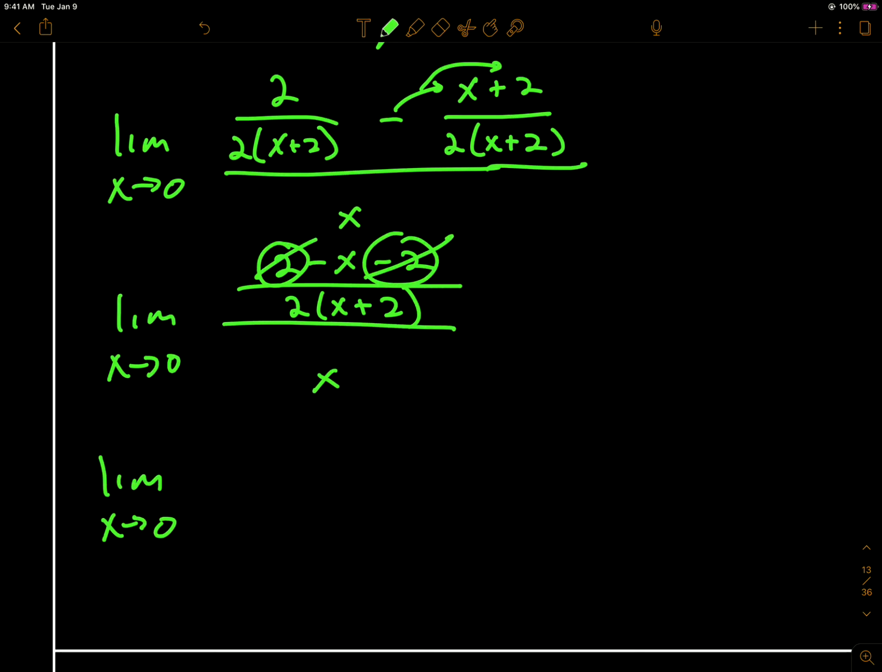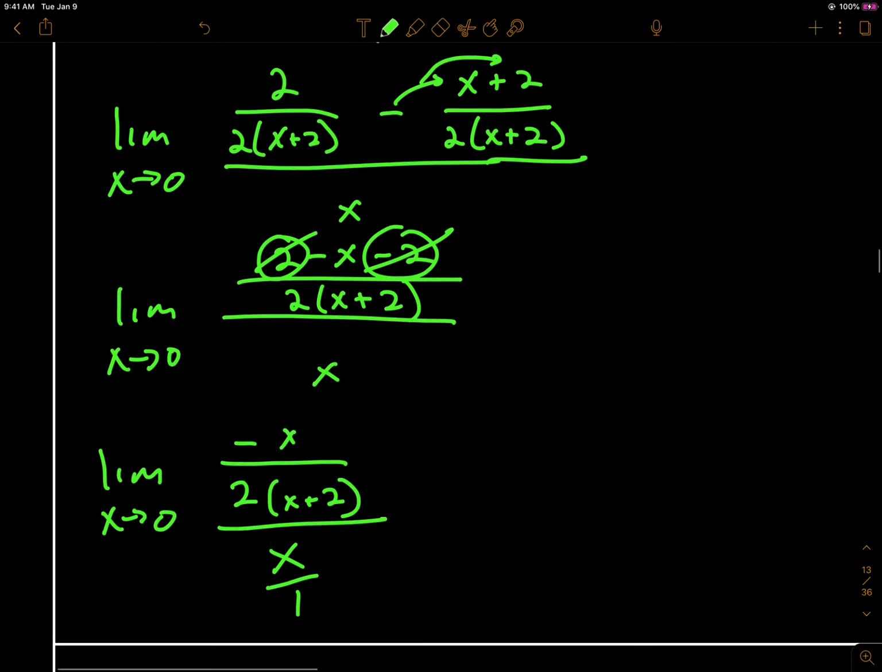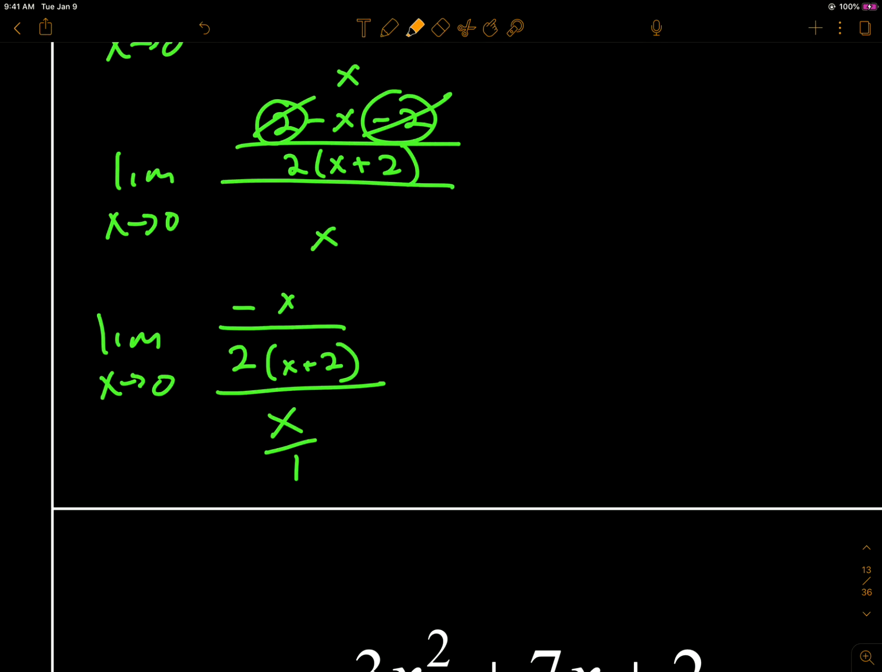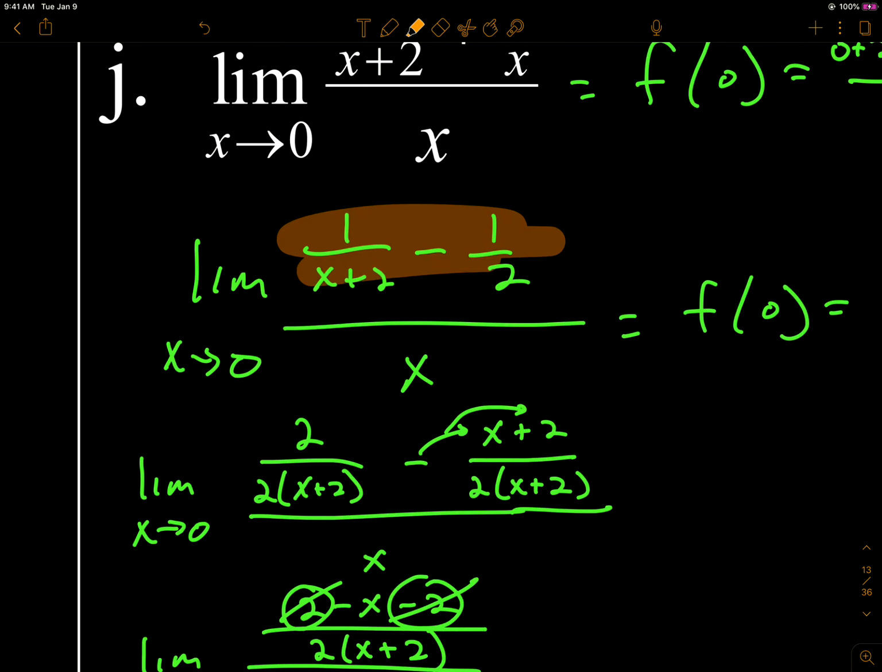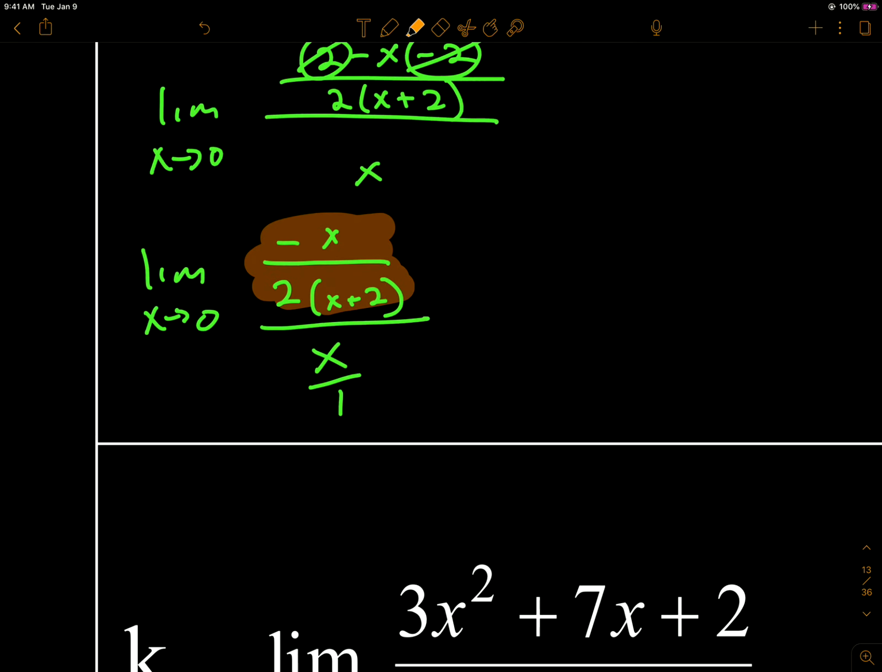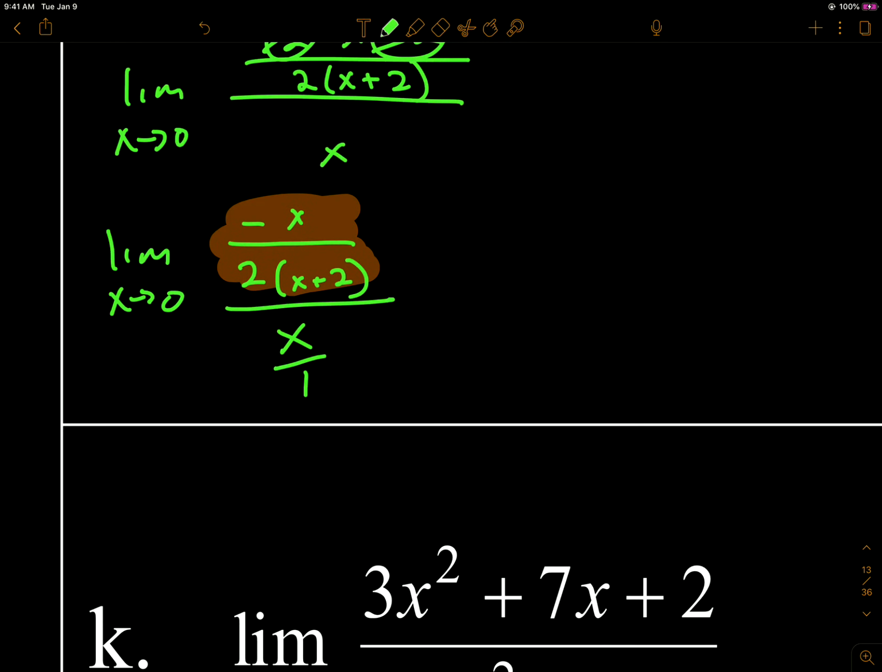Those are just 0. So I get negative x over 2 times x plus 2 all over x. And now I'll call it x over 1. So I accomplished my goal. My numerator is now 1 fraction. Before it was 2 fractions. I needed to combine it into 1 fraction first. And now I can do the multiply by the reciprocal.